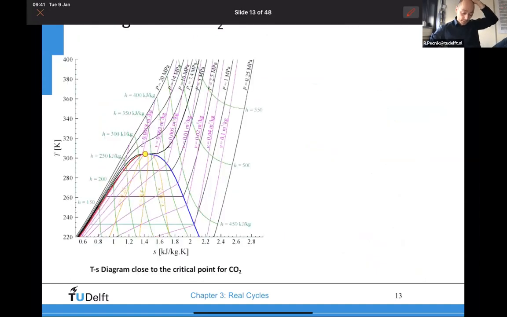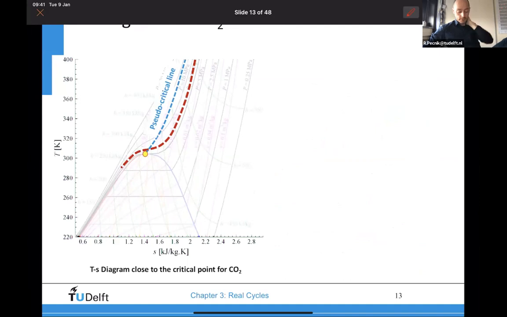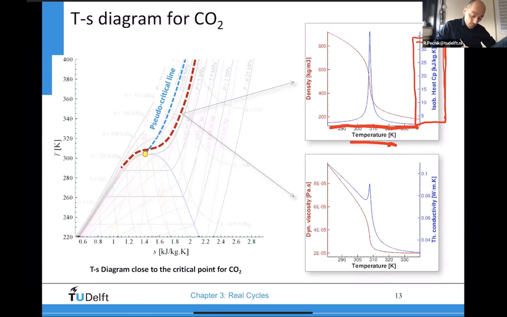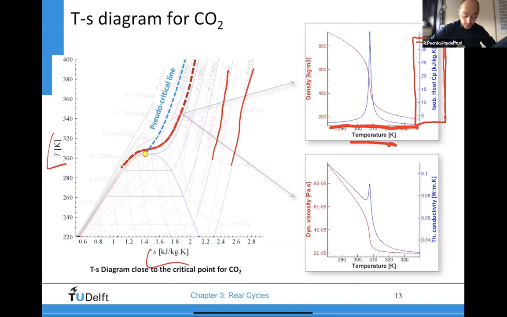Let me skip this part. Maybe this is an extreme example of how Cp can change. For example, if you look at the isobaric heat capacity here as a function of temperature, and you are at an isobar, this red line is an isobar in a TS diagram. Usually we look at Cp somewhere here as a function of temperature.